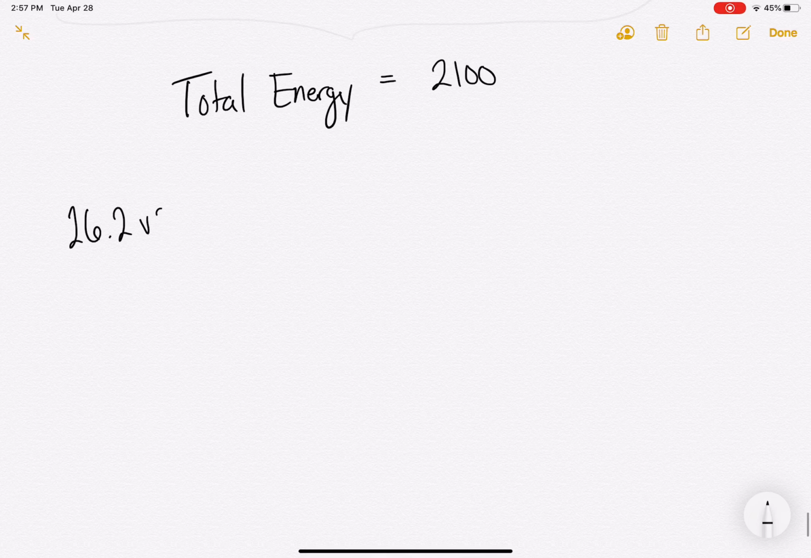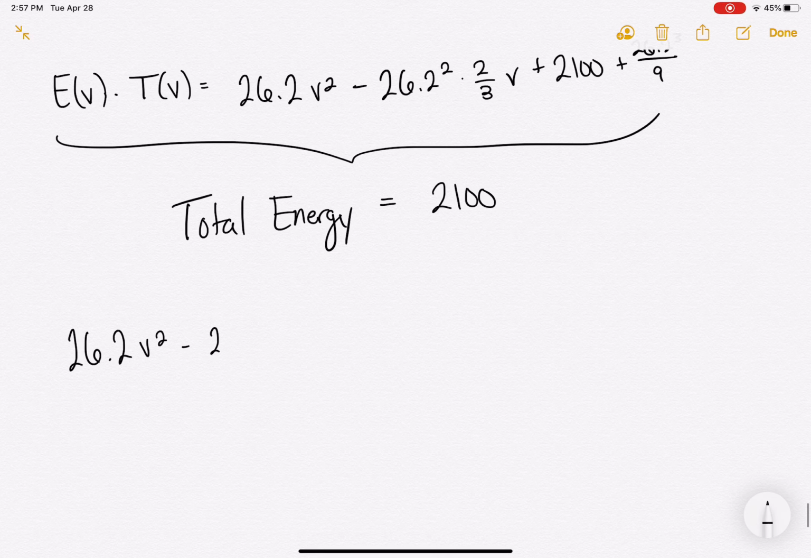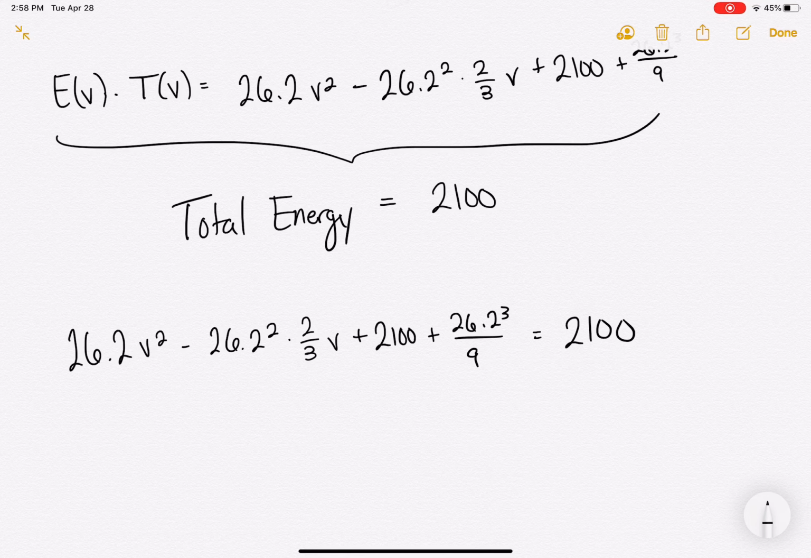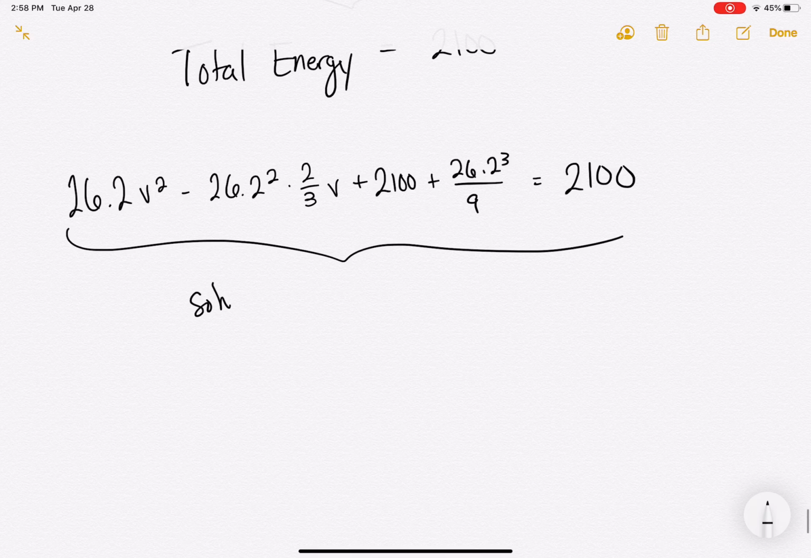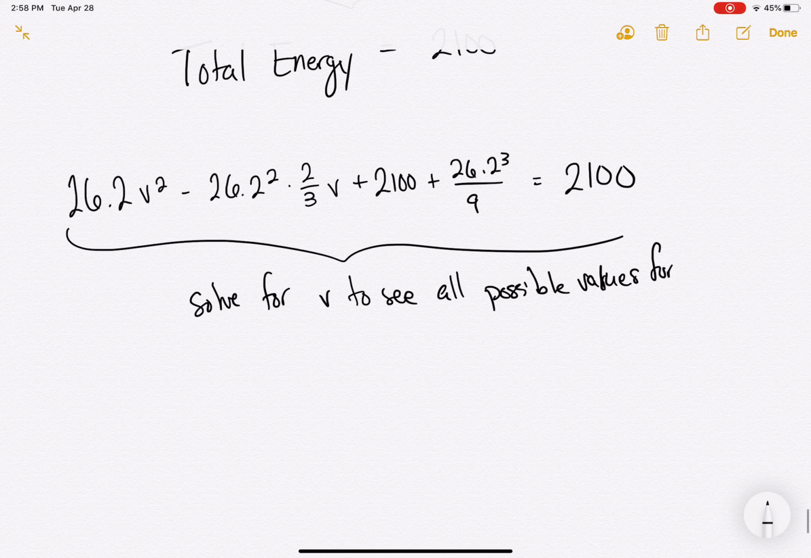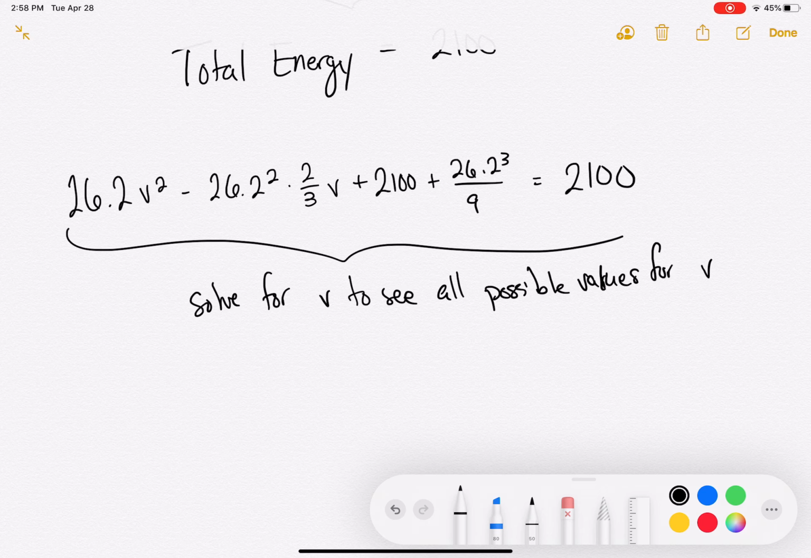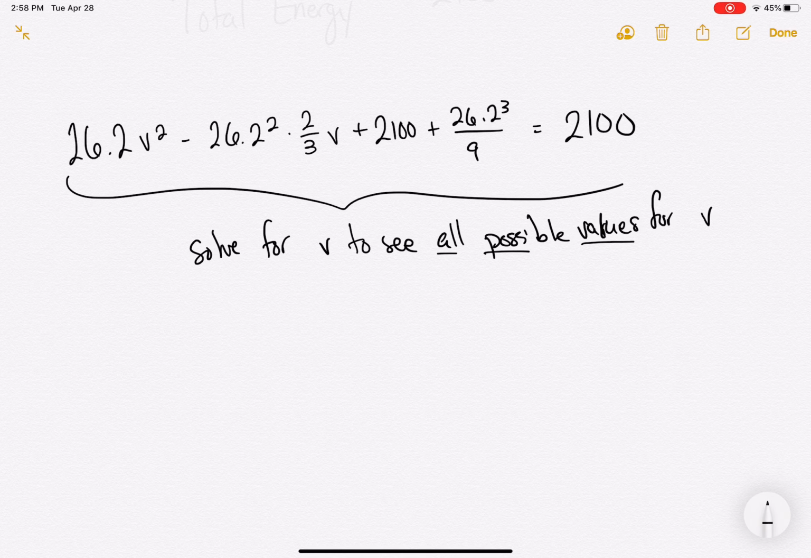So let's just examine this equation. And let's just solve it for V, to see all possible values for V. Like, is there even a possible value that I could run at so that I can actually even complete the marathon? So this will compute all possible values.